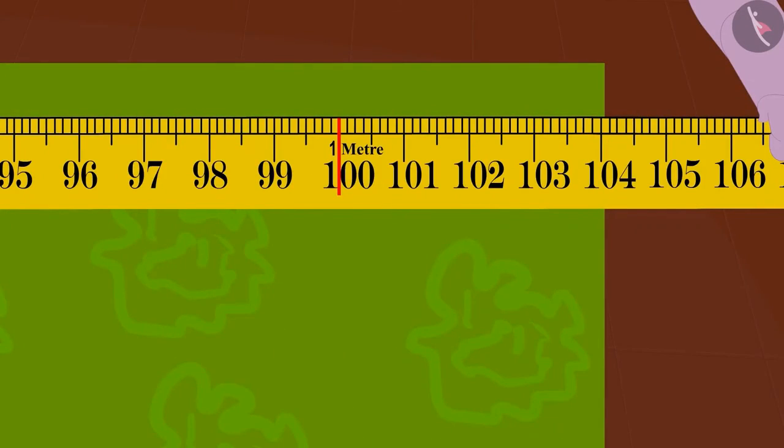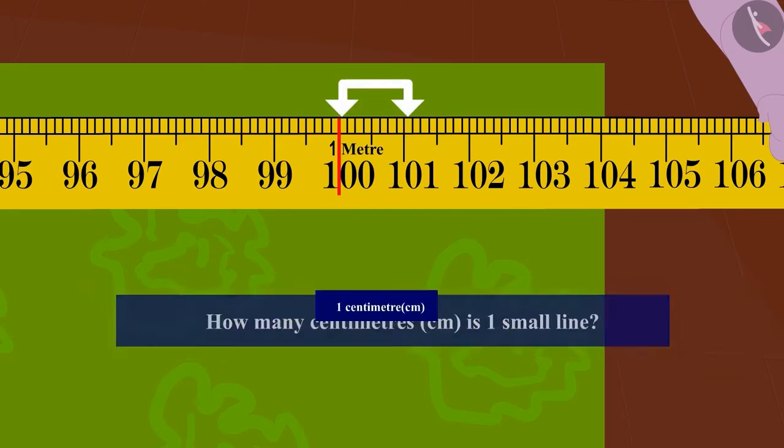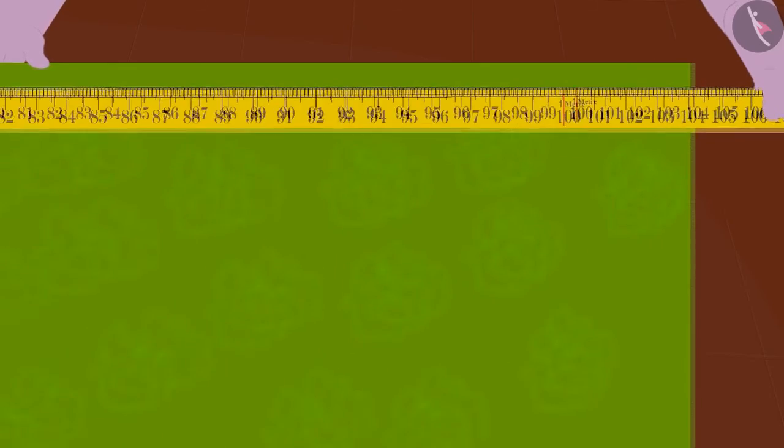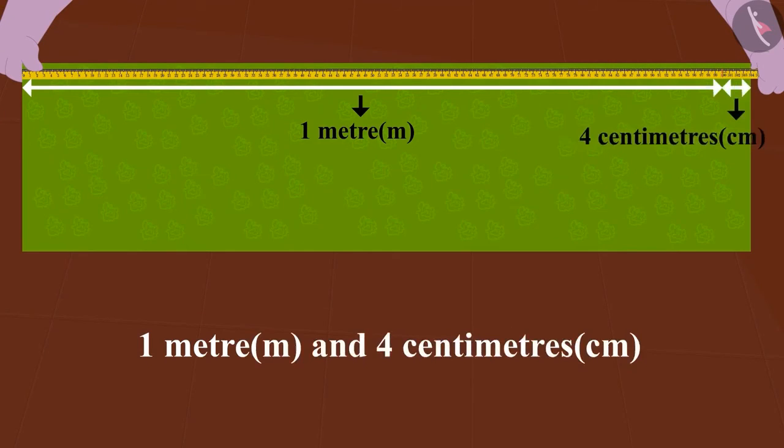Children, can you tell how long this material is? See, the length of the material is more than the length of 1 meter. But how many centimeters is one small line? 1 centimeter. This way, the length of this material is 1 meter and 4 centimeter.